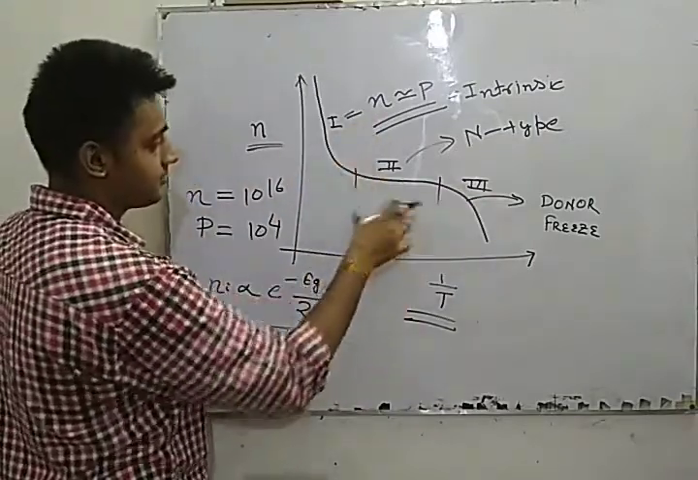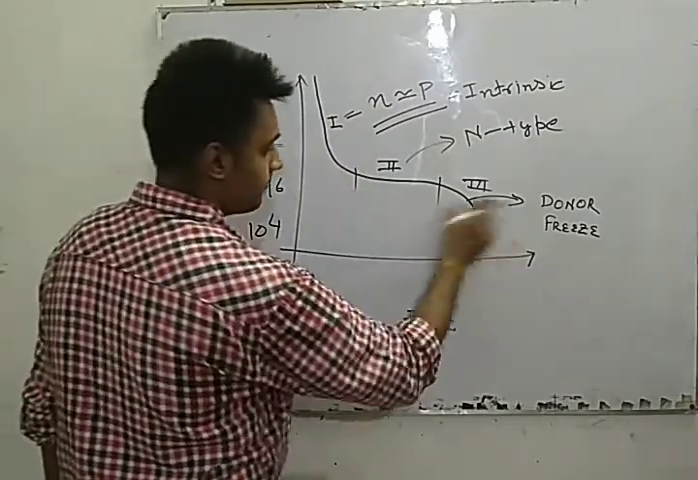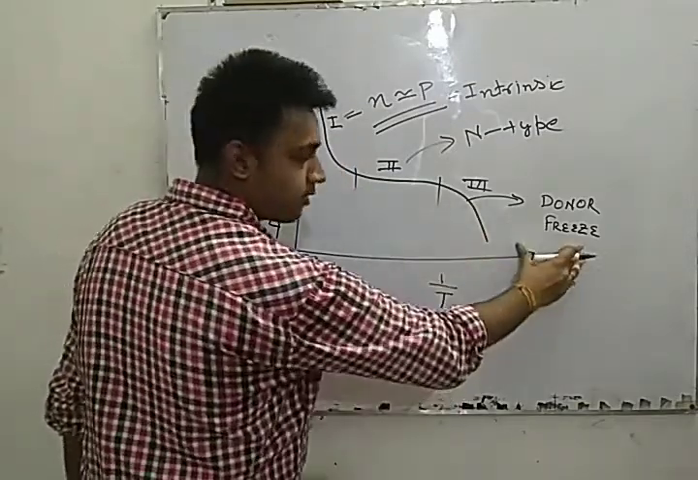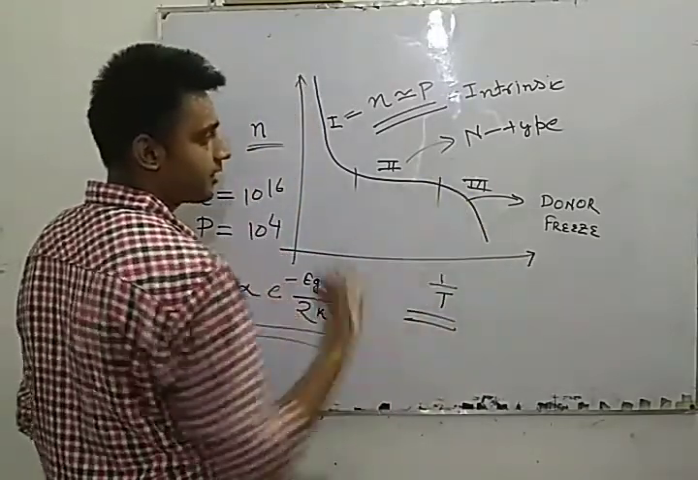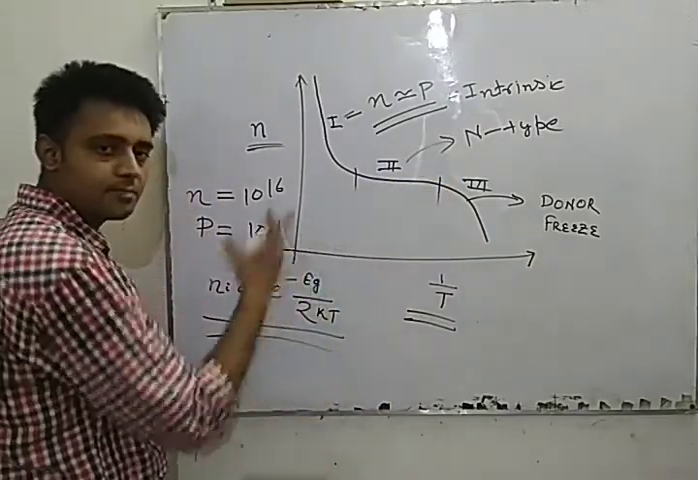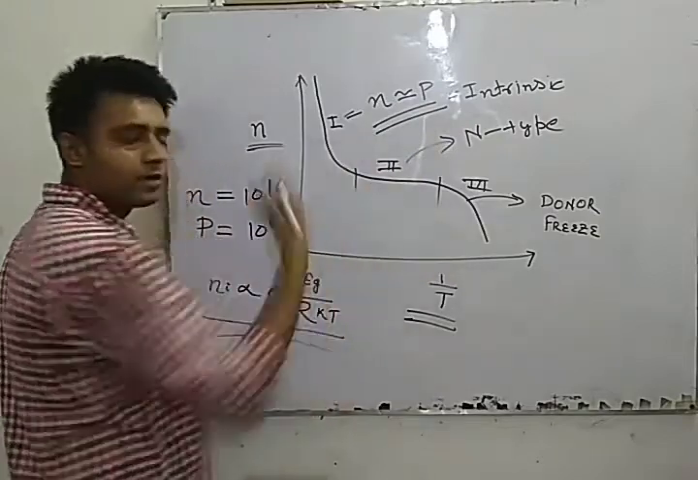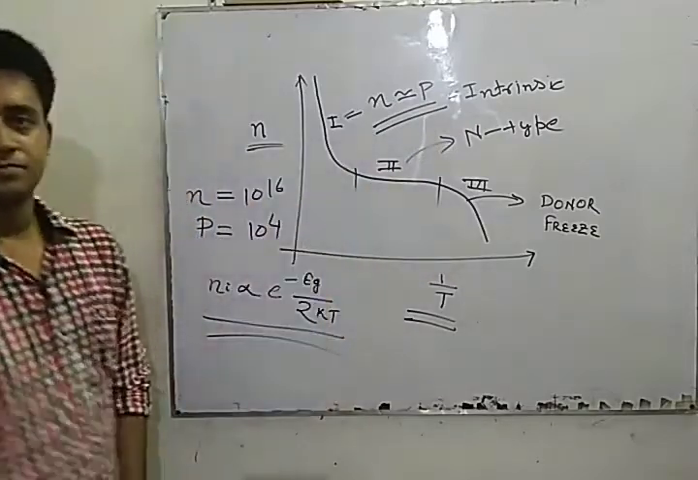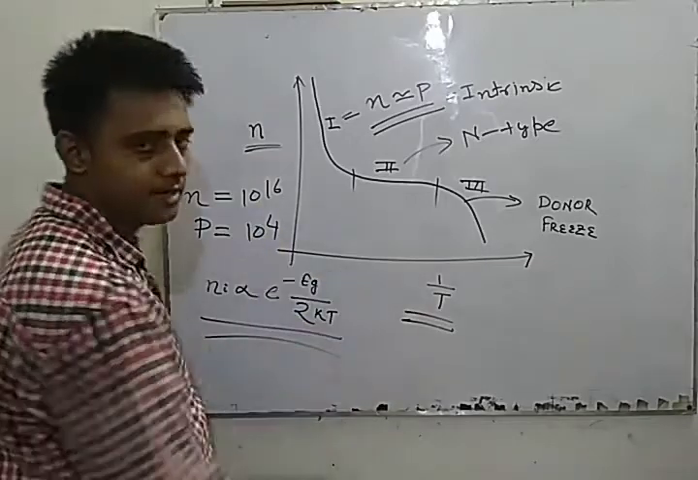We divide the graph into three regions: first, second and third. At very low temperature, the donor freeze-out will take place. At room temperature, your semiconductor will remain as it is, the usual n-type. And if we increase the temperature higher and higher, your semiconductor will convert from the n-type to the intrinsic semiconductor. Okay, so that's the graph between n versus 1/T.